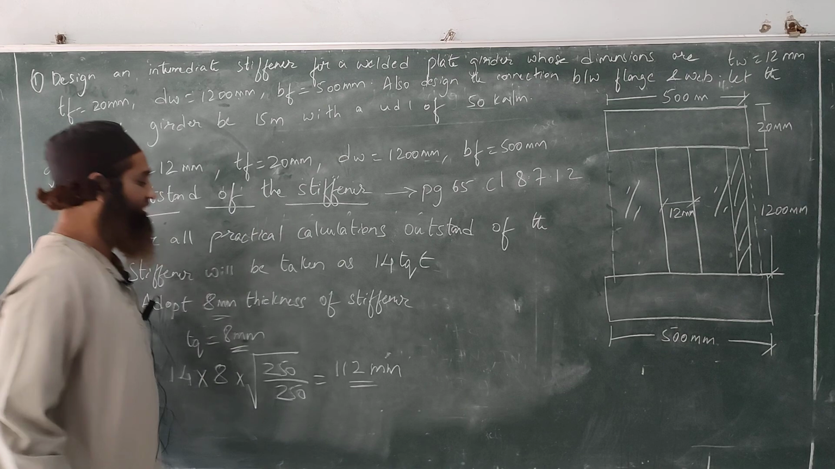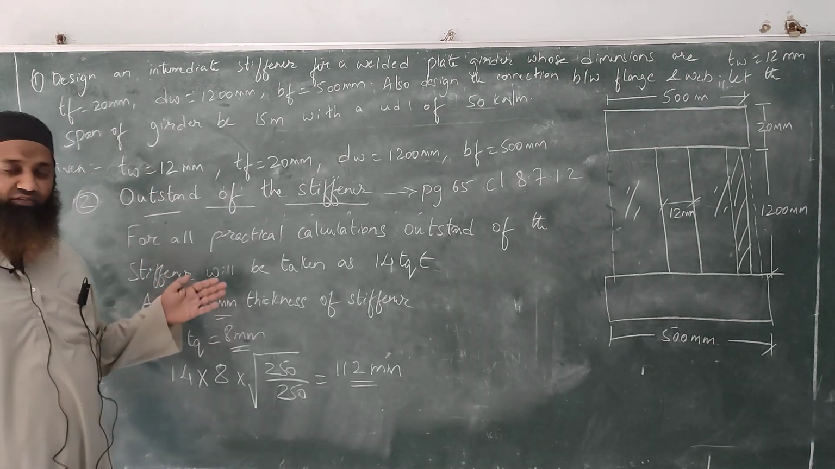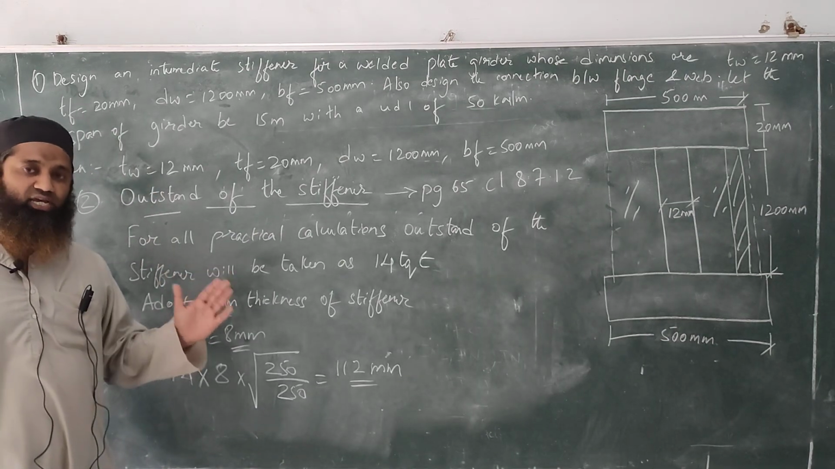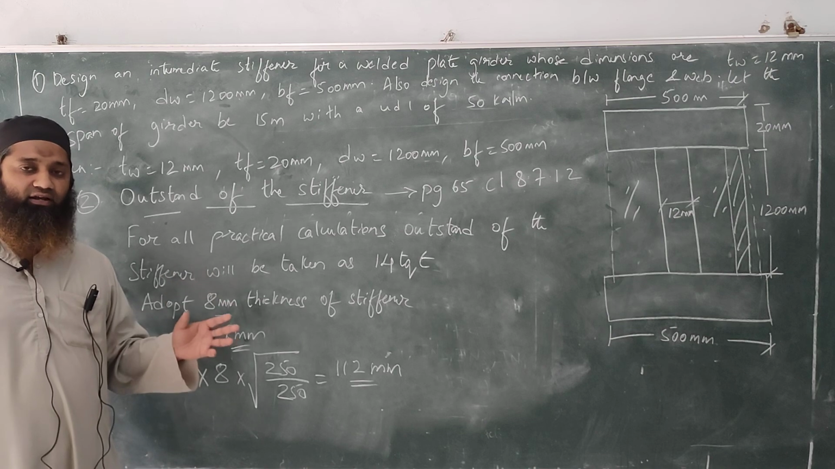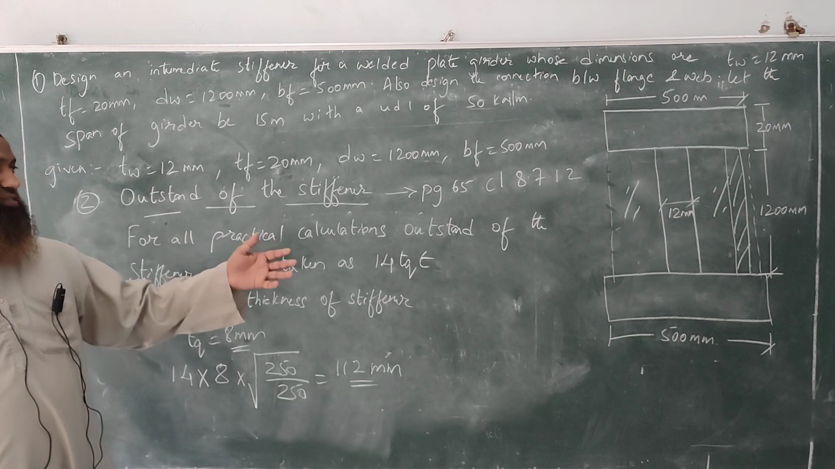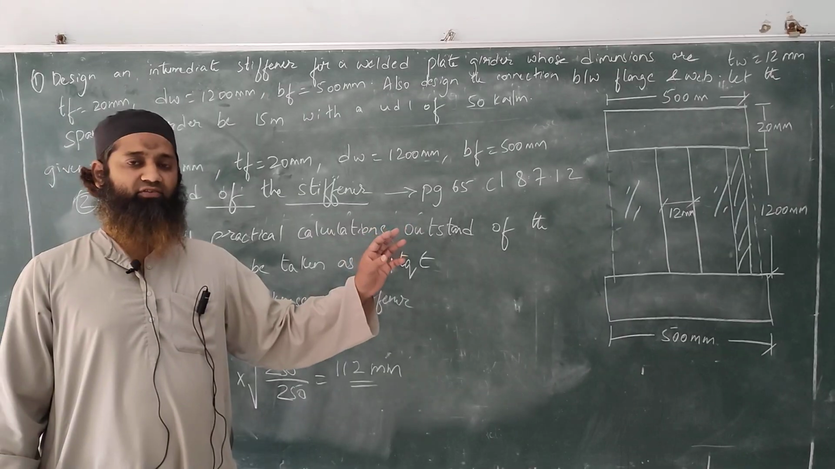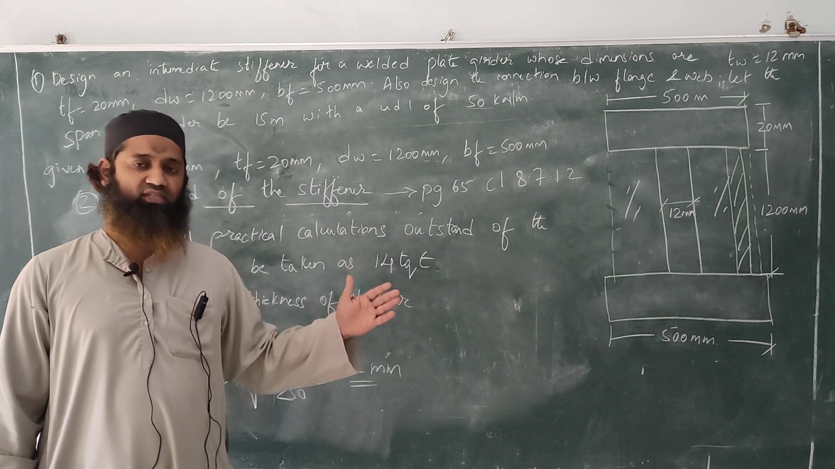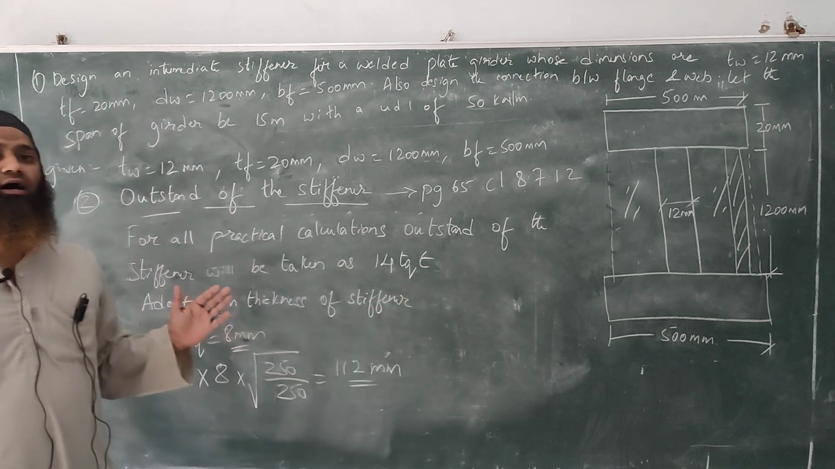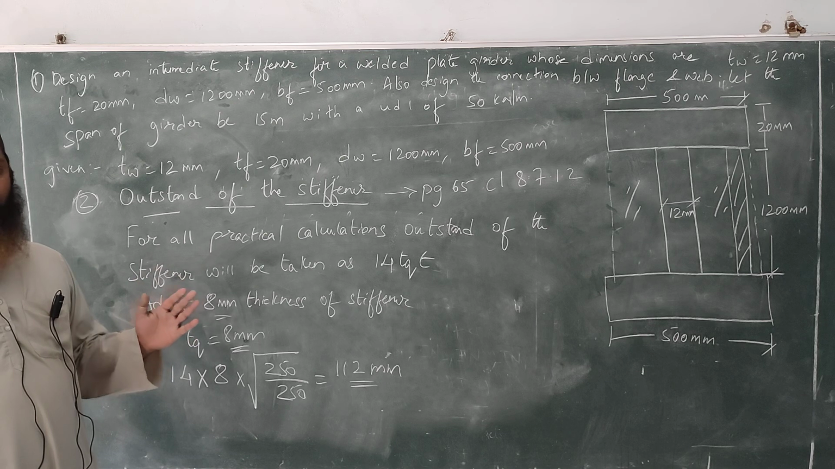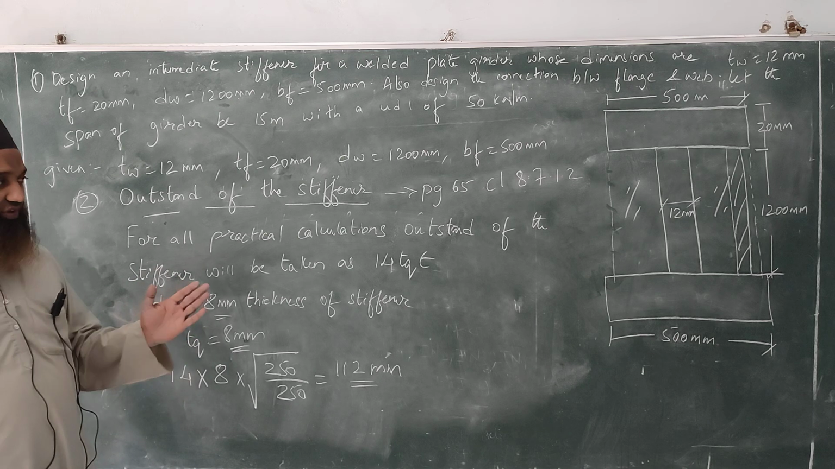So this is the outstand of the stiffener. This is how the stiffener will come, 112 mm outside the plate girder. As we are seeing it in a cross section, it looks like this, but when you see it in another view, you can see the stiffener coming outside. That is about 112 mm. It will come outside the web.